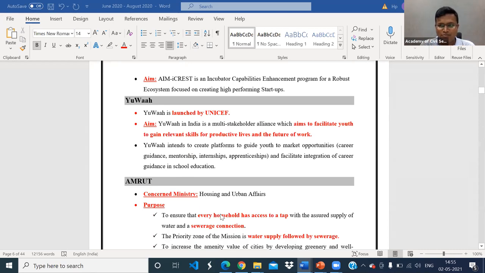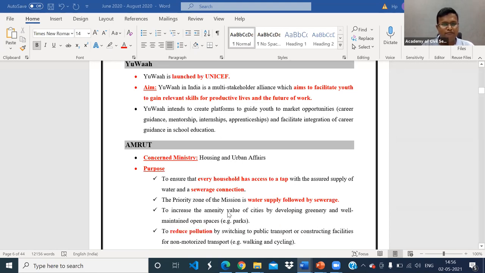Amrit, and I hope you remember, in a previous class we discussed the Jal Jeevan Mission. Yes, Jal Jeevan Mission means drinking water to every rural household. Similarly, Amrit is also a program, of the Ministry of Housing and Urban Affairs. Jal Jeevan Mission was a program for giving pure tap drinking water to rural people. Amrit is just for the urban area. Because it is a program of housing and urban affairs, every household in the urban area is covered. Jal Jeevan Mission is a program of the Ministry of Water Resources. This is a program of housing and urban affairs.